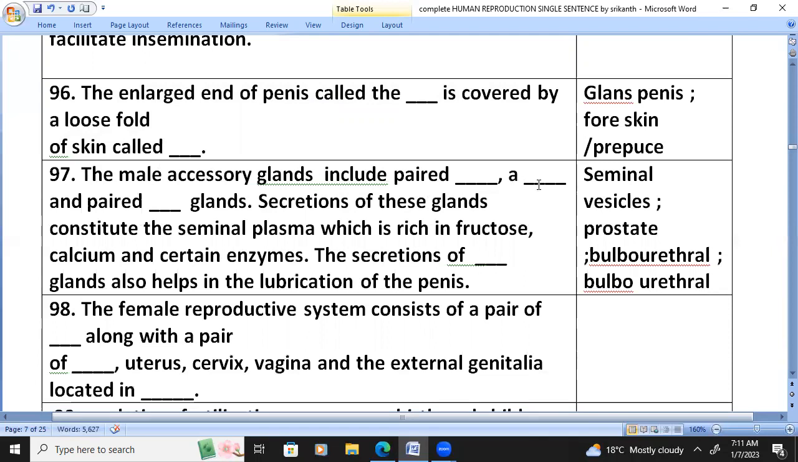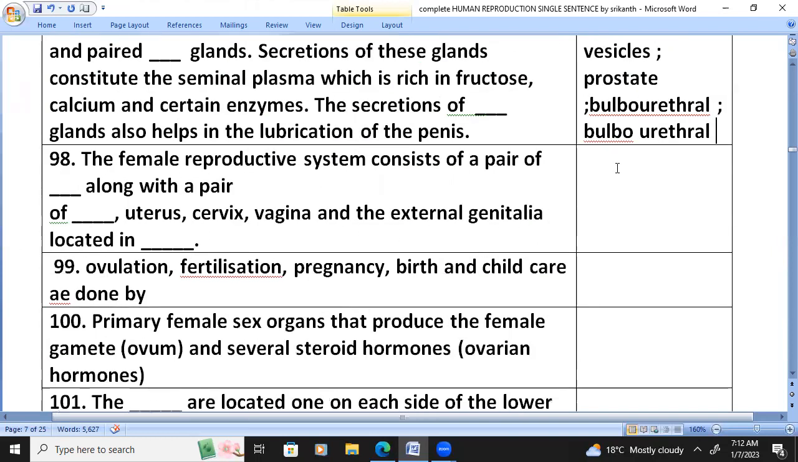The male accessory glands include a pair of seminal vesicles, a prostate gland, and paired Cowper glands or bulbourethral glands. Secretions of these glands constitute the seminal plasma, which is rich in fructose, calcium, and certain enzymes. Secretions of the bulbourethral glands also help in the lubrication of the penis.